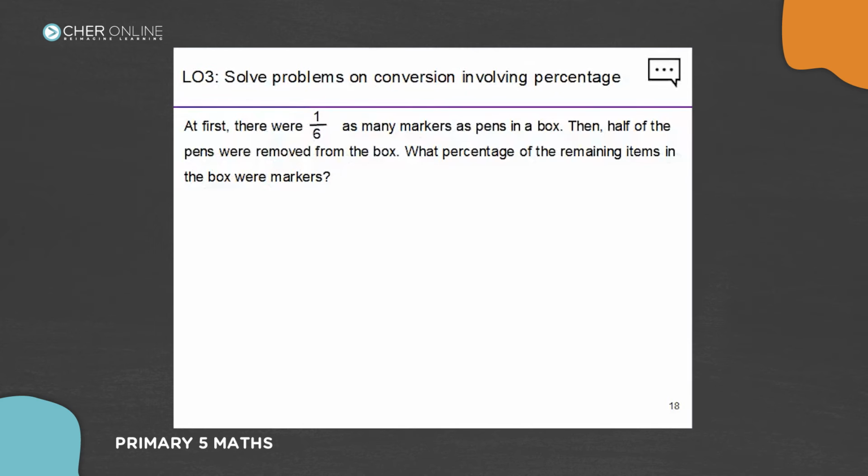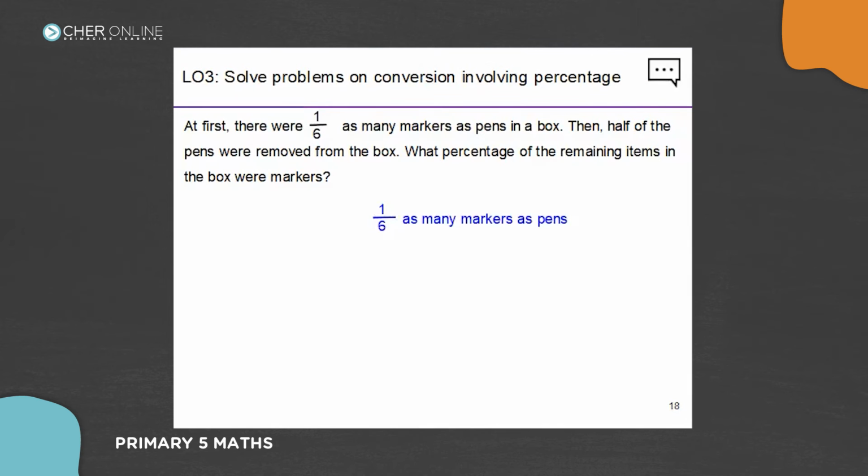Check carefully. At first, there were 1/6 as many markers as pens in a box. Then, half of the pens were removed from the box. What percentage of the remaining items in the box were markers? Think carefully first. What do we do first for this question? What is the meaning of half of the pens were removed from the box? Let's check out how we could deal with this part.